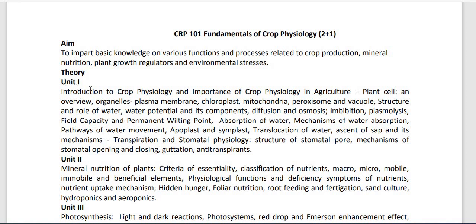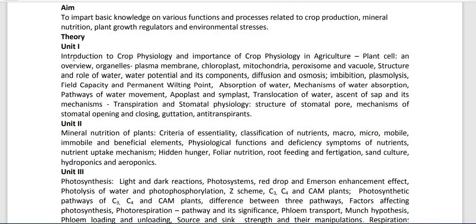First, Unit 1. The first lecture is about the introduction of crop physiology and the importance of crop physiology in agriculture. In this lecture, you can focus only on the importance of crop physiology in agriculture: how crop physiology is involved in agriculture, like its applied and basic science, and also its importance in nutrient and water absorption and its role in yield and crop improvement.